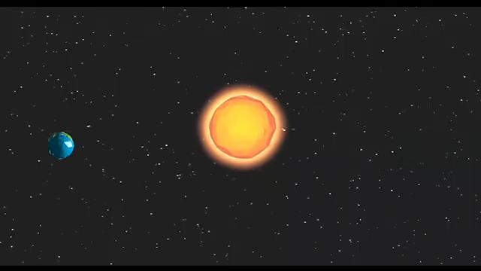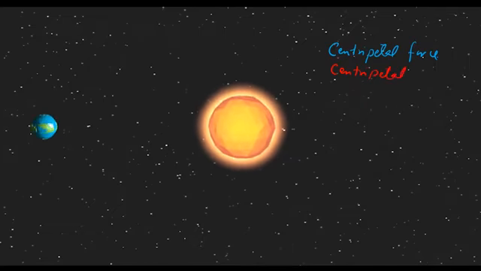Now we have another question. The force that we know causes a body to move in a circular path is called the centripetal force. This is the centripetal force which causes bodies to move in a circular path. It produces an acceleration which is called centripetal acceleration. The acceleration produced by the centripetal force is called centripetal acceleration.